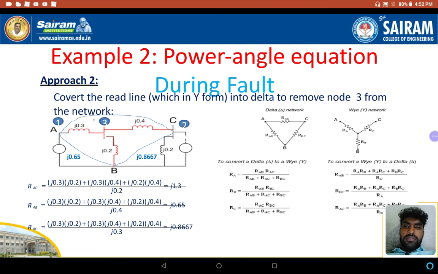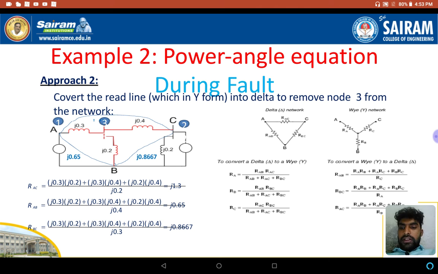Let us solve some problems based on power systems stability analysis. It comes under the power angle equation, right? So example number 2: power angle equation during the fault. We will now determine the required data.